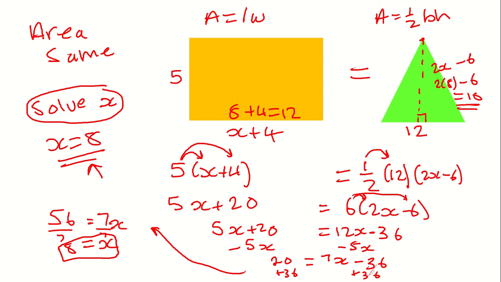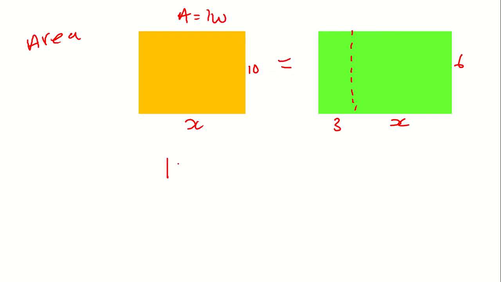Right, let's try another question. Here I have two rectangles this time. Let's say the measurements on this shape are x and 10. Let's say the measurements on the green one, I'm going to split it up, and I'm going to have 3, x, and 6. Again, if I say the area is the same for both of them, which is length times width, they're going to have to equal. So the orange shape, nice and easy, 10 multiplied by x.